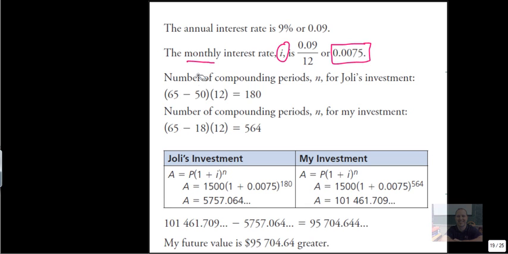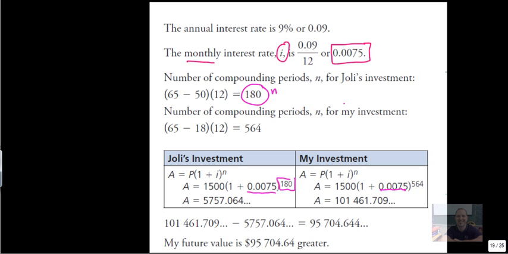The number of compounding periods. Okay, for the mom, she has 15 years at 12 times per year. So she has 180. That's N for the mom. So where's the mom here? Here's the mom. See, 180 in for N. This 0.0075 is the interest rate for both of these. But look at the big difference here.